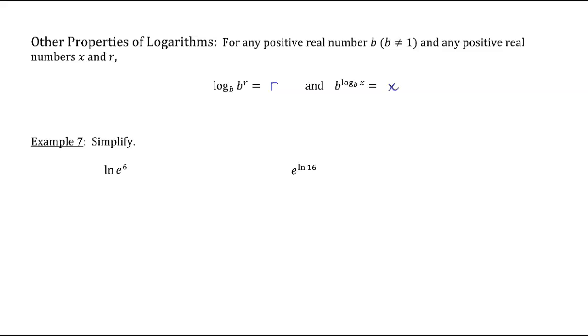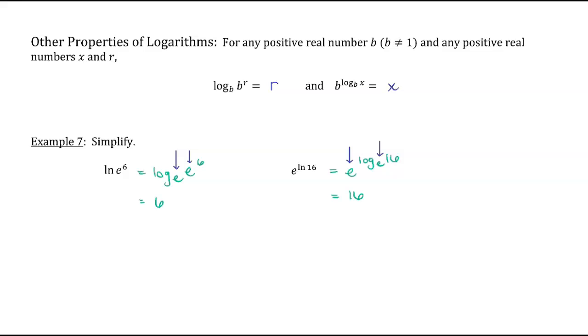Let's use these two properties to simplify the two expressions here in example 7. First, we have the natural log of e raised to the exponent of 6. Remember that natural log is equal to log base e, so we have log base e of e to the 6th. And since the base of the logarithm is the same as the base of the exponent, this simplifies to simply the exponent, 6. Now consider e raised to the exponent of the natural log of 16. Once again, since the natural log is log base e, we have e raised to the exponent of log base e of 16. The base of the logarithm matches the base of the exponent, so this simplifies and becomes 16.